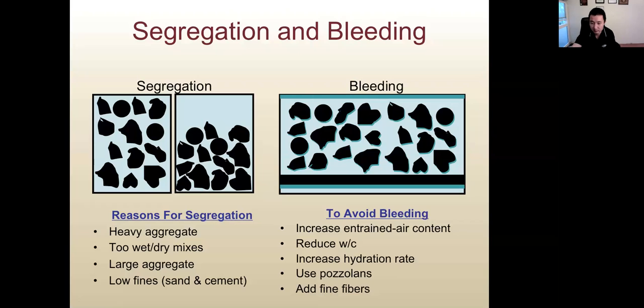How to avoid bleeding? We can increase the amount of entrained air, or we reduce the water to cement ratio. We can also increase the hydration rate if possible, or use pozzolanic materials such as slag and fly ash. They may also reduce bleeding. We can also add some fibers. Fibers may also make the concrete less prone to segregation and bleeding.